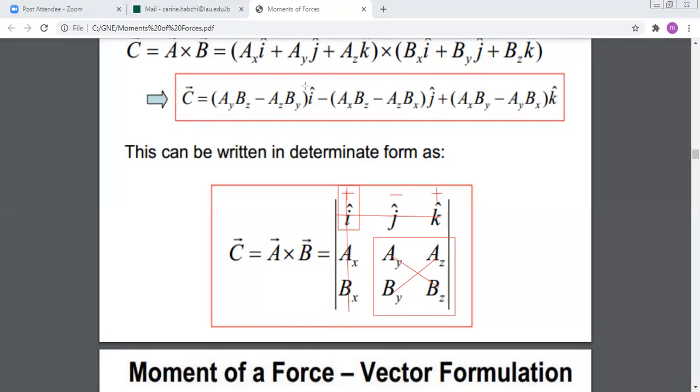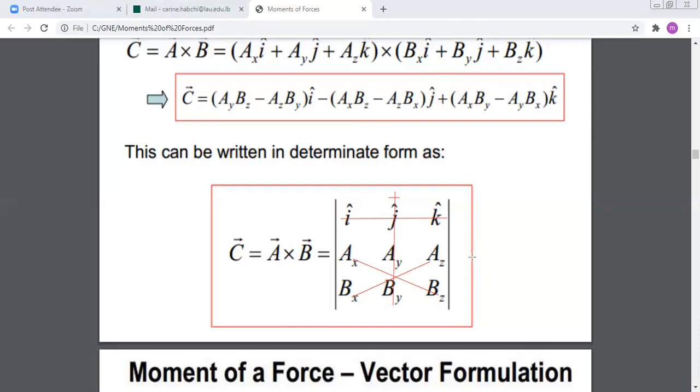Now, once I'm done with this one, I move to minus J. So because I have a minus above J, now I want to know what is the component above minus J. So what I will do, I will drop the line of J and the column of J. And I still have the following 4 numbers. So I will do AX BZ minus BX AZ times, of course, minus J. So as you can see, I can obtain the second term here.